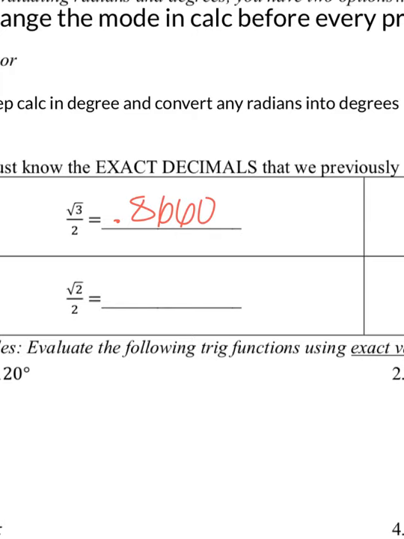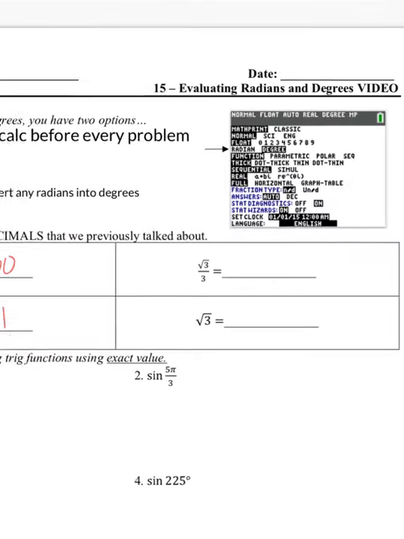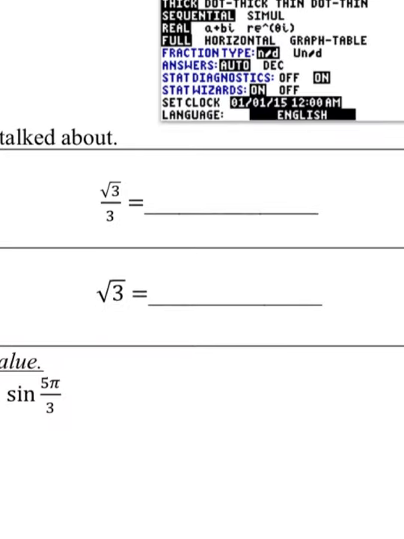The square root of 2 over 2 is 0.7071. So if you're doing something in the calculator and that number is what you get, you're going to write square root of 2 over 2. The square root of 3 over 3 is 0.5773. And the square root of 3 is 1.7320.